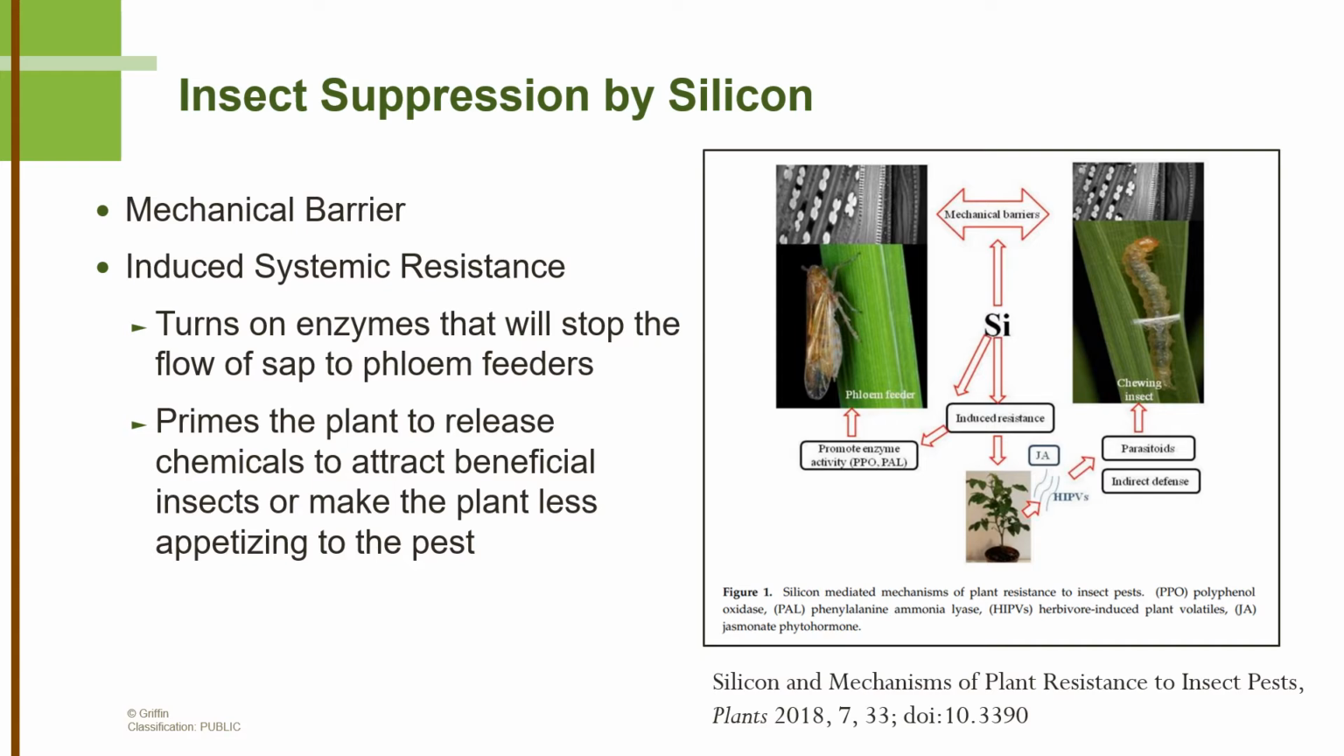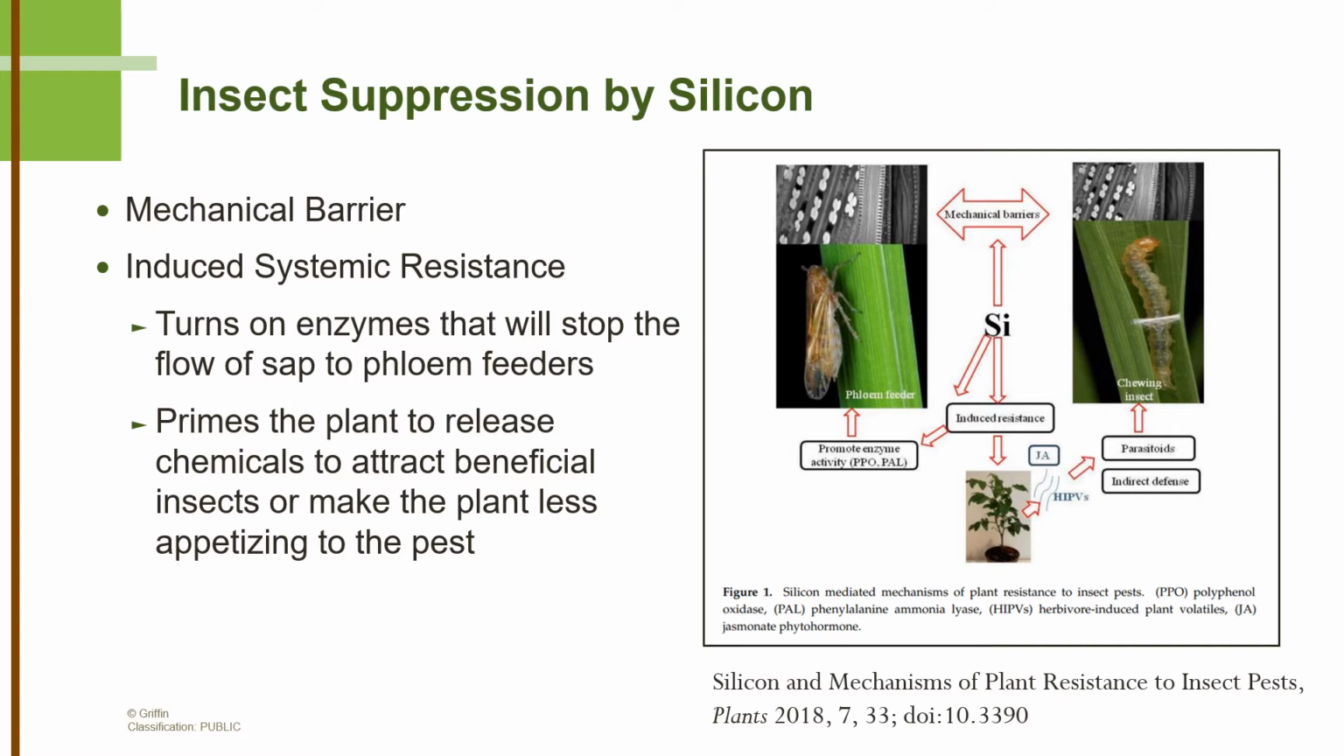The silicon induces this systemic resistance. It can go by two pathways, and the interesting part is that the pathways are different depending on the type of insect feeding. So on the left of our diagram, we see that silicon will induce the production of enzymes that will stop the sap flow. So that's an antagonism to phloem feeders.